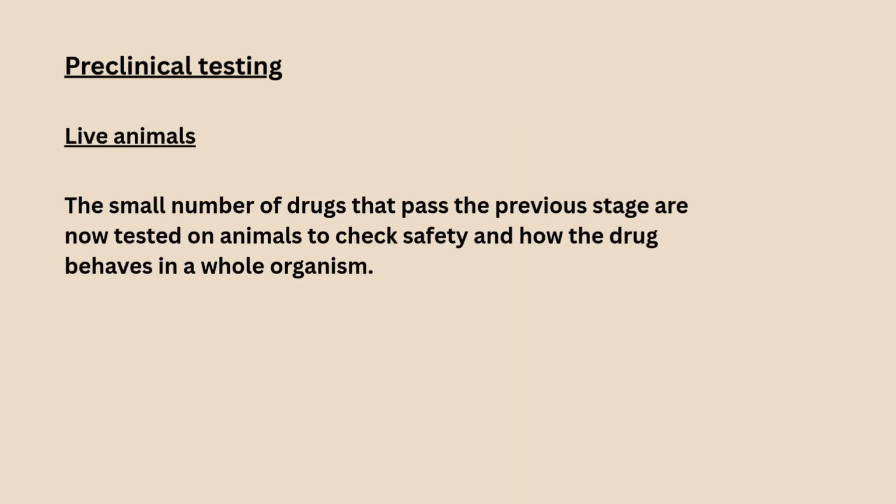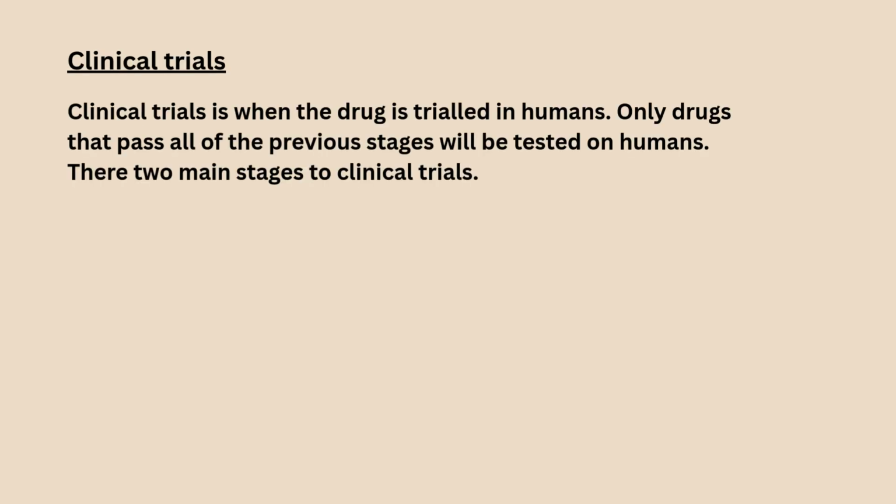For live animals, the small number of drugs that passed the previous stage are now tested on animals to check safety and how the drug behaves in a whole organism. Clinical trials is when the drug is trialled in humans. Only drugs that pass all of the previous stages will be tested on humans. There are two main stages to clinical trials.